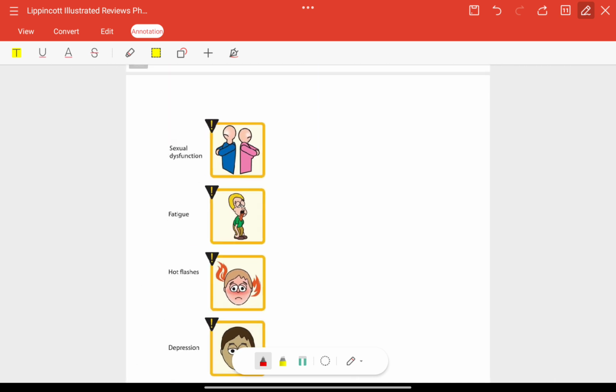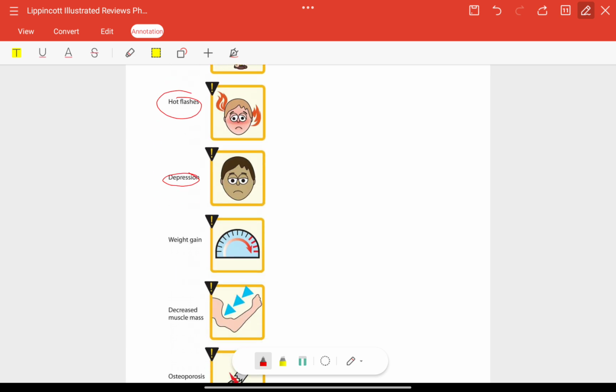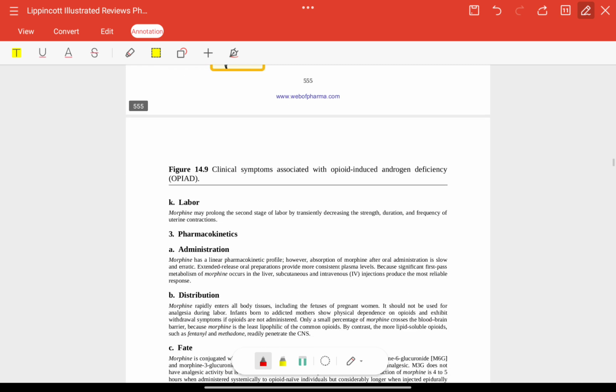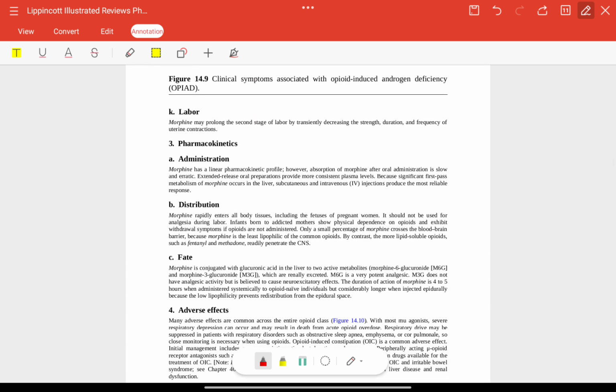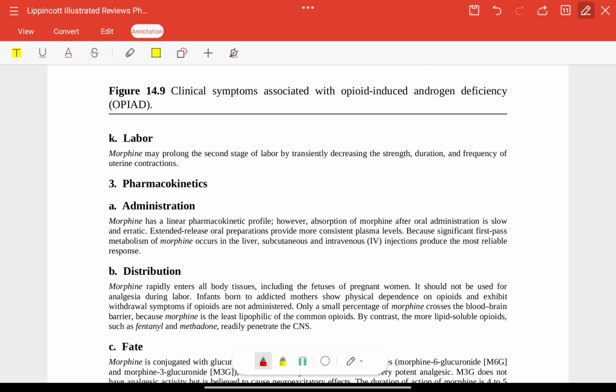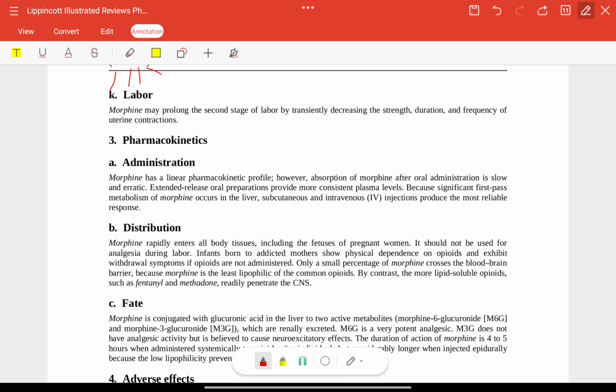Now, these are sexual dysfunction, fatigue, hot flashes, depression, weight gain, decreased muscle mass, osteoporosis, and possible infertility. These are all symptoms associated with OPIAD, opioid-induced androgen deficiency. Now, labor: it can prolong the second stage of labor.